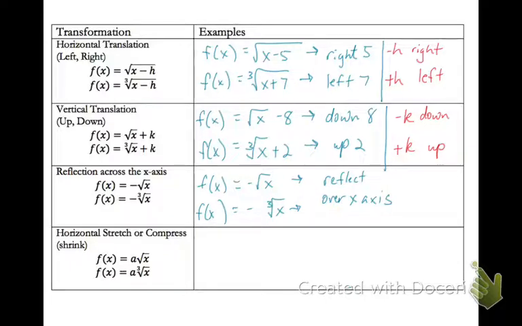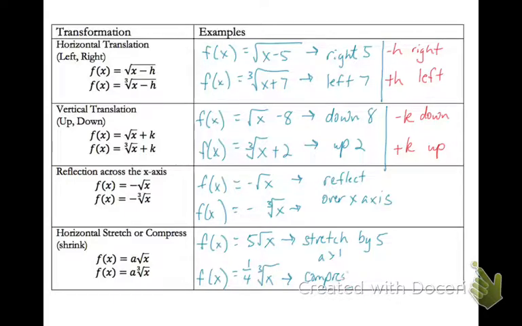And then finally, a vertical stretch or compress. Sometimes you'll see that called a shrink. So that's when we have a value multiplying on the outside of the root. So 5 times the square root of x, that would be a stretch by 5. If the number is greater than 1, you will have a stretch, and that will make the graph go up. If you have a value that's less than 1, that will be what we call a compress, and that narrows the graph, or it brings it down towards the x-axis.